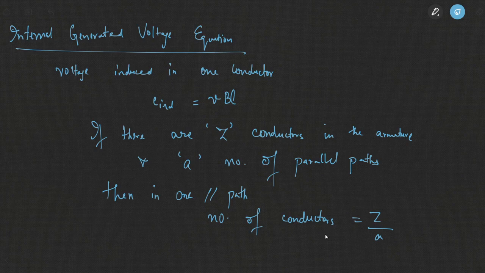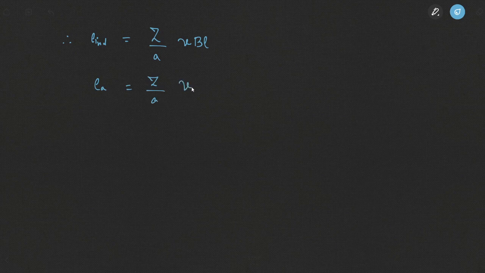A will be equal to 2 for a wave winding and equal to the number of poles for a lap winding. So in one parallel path the number of conductors is Z divided by A, and E induced in the parallel path will be Z divided by A into vBL. Since E across all the parallel paths is the same, this will be the armature EMF, available considering there are no losses, generated in the DC generator: Z divided by A into vBL.